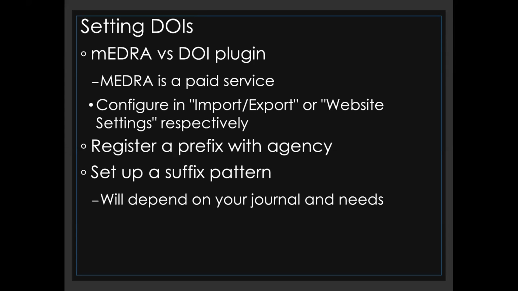Metadata will be configured in the import export, and the DOI plugin will be configured in the website settings. Don't worry about remembering this. So they're different services, but generally they work the same way. Both of them will require you to set up a prefix with a DOI agency. Metadata will do this for you. The DOI plugin will require you to reach out; there are a couple different services that will register a prefix for you. But in both, you will have to set up a suffix pattern, and that's going to depend on your journal and your needs.